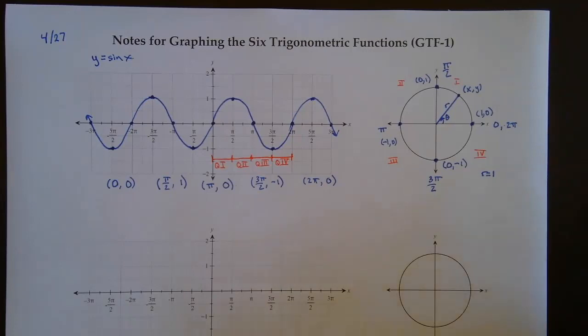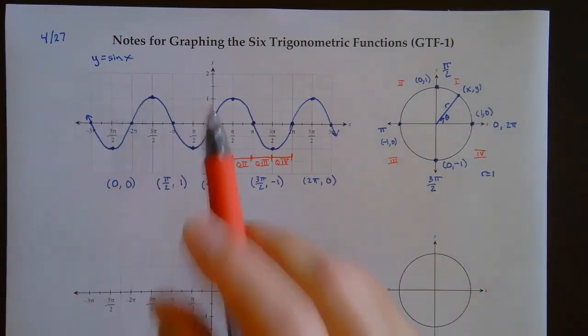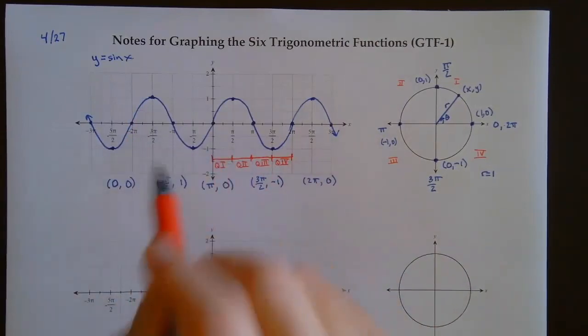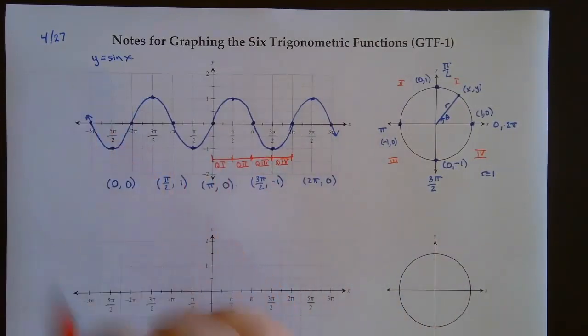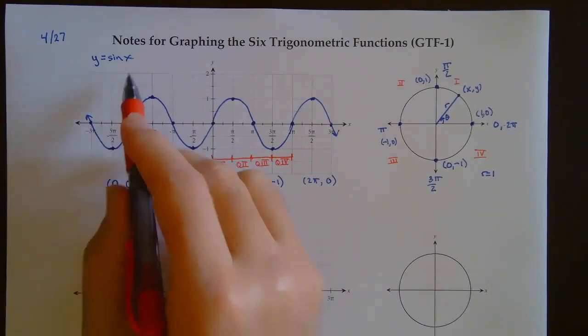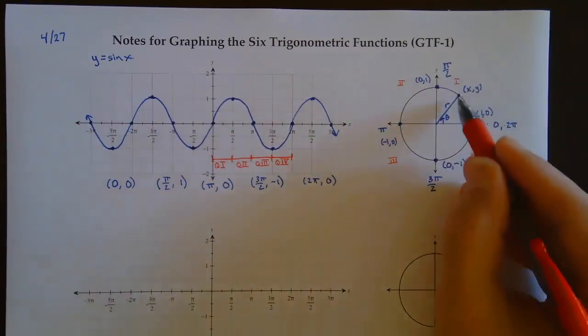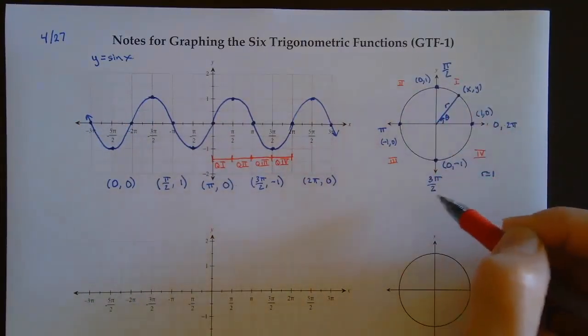But when we graph sine, this is important: the x here is the angle of rotation, and the y here is the specific ratio for sine, okay? This is x and y for the graph. This is x and y for the rotation, and the point that we're rotating around the circle, okay?